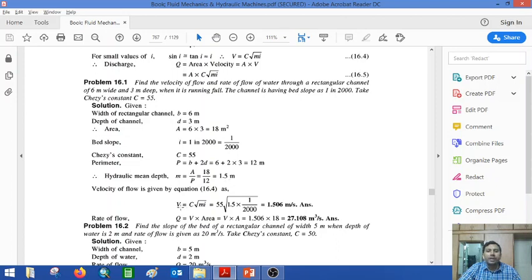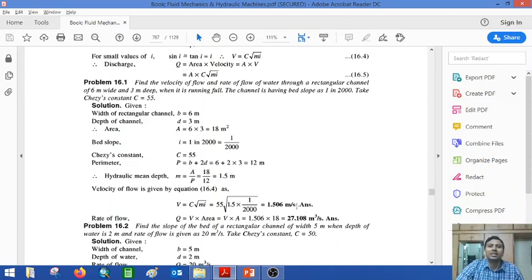So earlier we defined by help of Chezy, V is equal to what? C under root of MI. So now C we have 55, M we have, it is 1.5, and I is 1/2000. Put it in the equation, then you get the value for velocity equal to 1.506 meter per second. See that it is marked in bold, right? So be careful, guys.